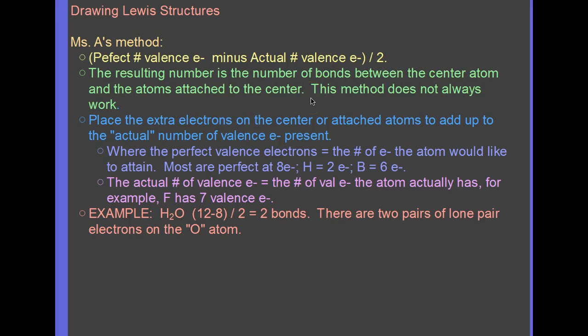And usually the single atom is the one that goes in the center, but that's not always the case. Sometimes you've done this long enough to know which one goes in the middle. So then you will place the extra electrons you have on the center atom or on the atoms attached to the center atom. And these electrons, the actual number that you calculated up here, must add up to all the electrons you have present after you've drawn this figure. So the perfect valence electrons equals the number of electrons the atom would like to attain, and then the actual is what it really has.